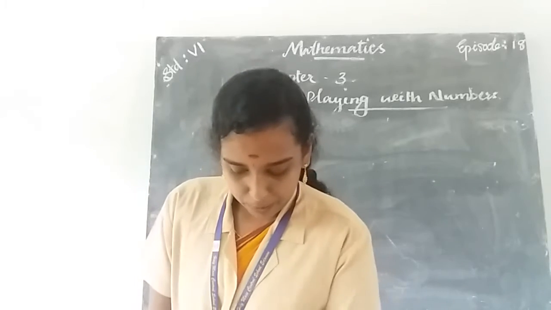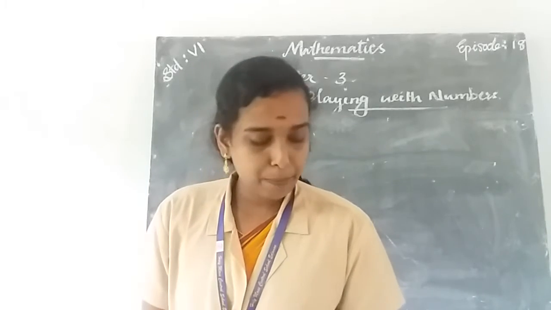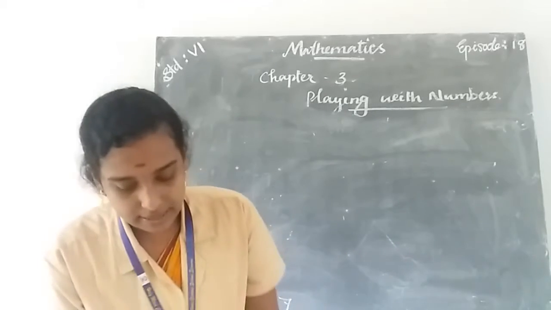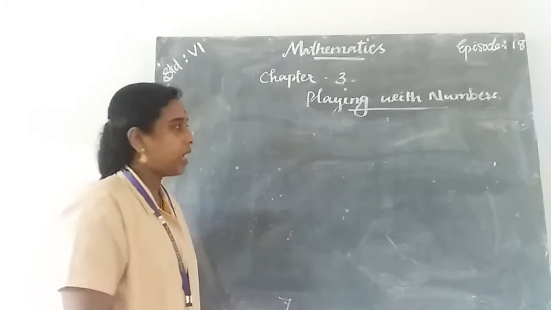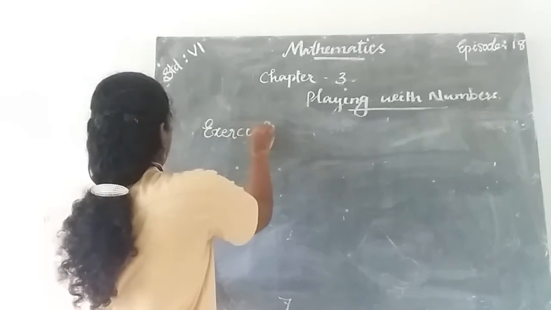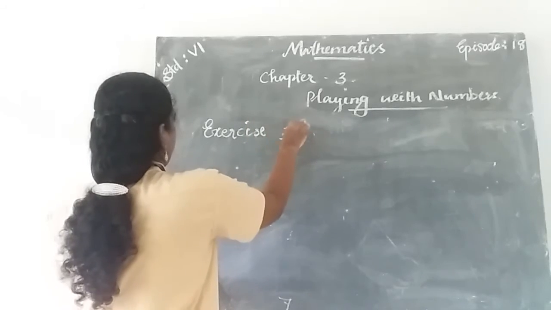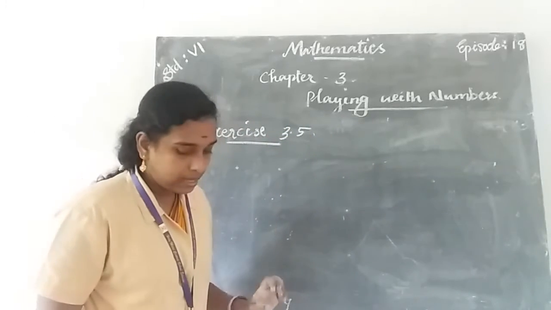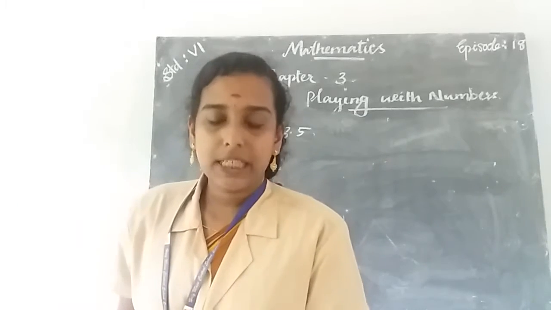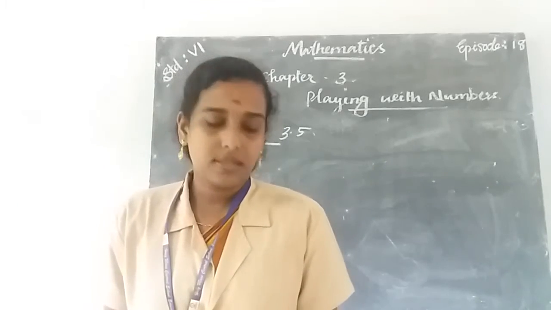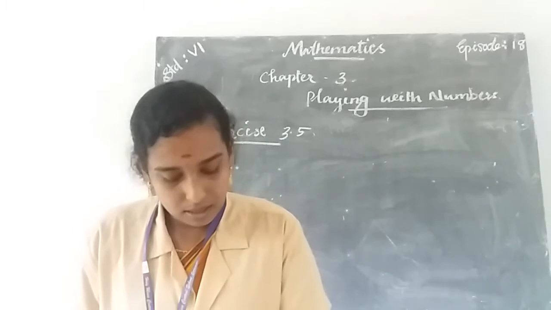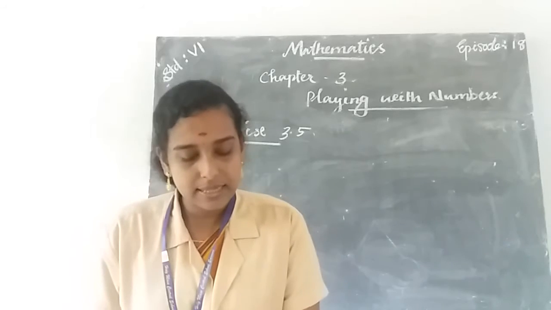So the next portion is exercise 3.5. So now we can solve our exercise 3.5. Exercise 3.5 in your textbook, page number 61. Take your textbook and look at the questions and read the questions carefully.